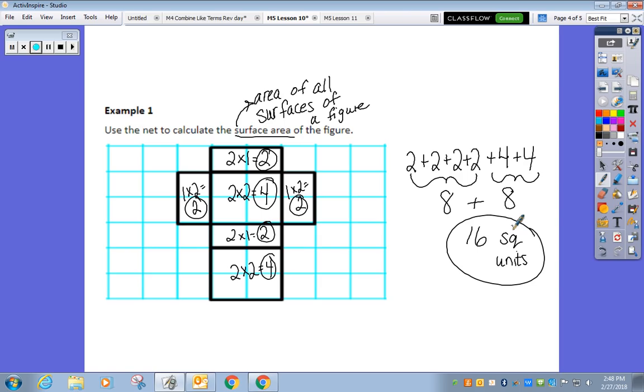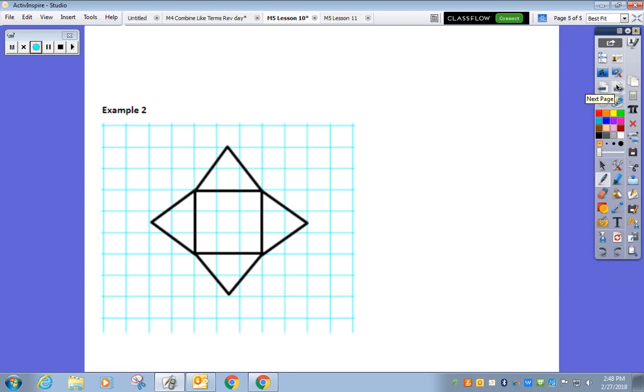Okay, so that's the first example. So again, surface area, find the area of each surface, add them together. Okay, so for the next one, we are looking at a square pyramid. So with this, what we're going to do is find the area of each. So I'm going to start by finding the dimensions, our base and our height for our triangle.